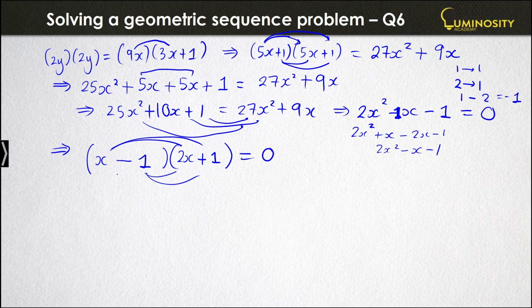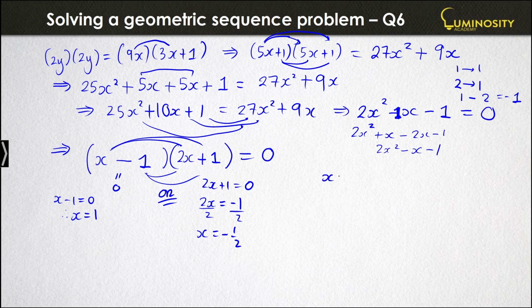So I will therefore set this factor equal to 0. x minus 1 equals 0. Therefore add 1 to both sides, I get x equals 1. Or set this factor equal to 0: 2x plus 1 equals 0. Subtract 1 on both sides first, so I get 2x equals negative 1. Then divide both sides by 2, and I get x equals negative a half. You could have also used the quadratic formula here.